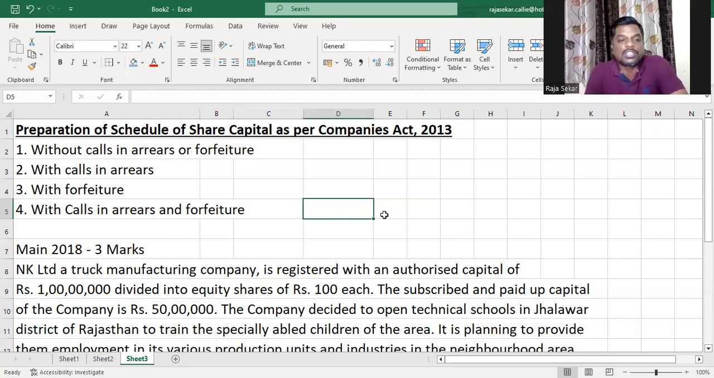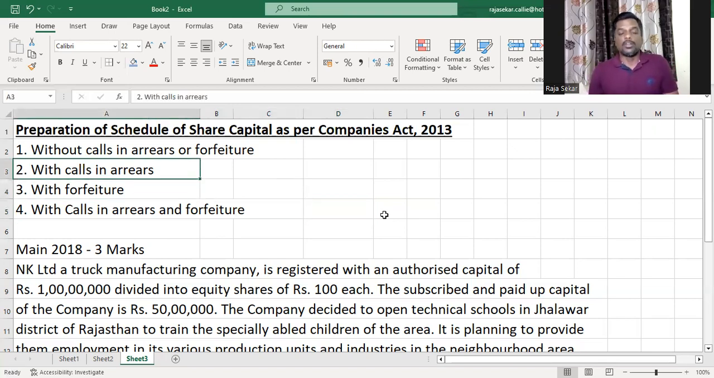There are 4 kinds of questions that are asked. How will you prepare the schedule of share capital when there are no calls in arrears or when no shares have been forfeited? That is the first type. The second type is when there are calls in arrears but no forfeiture. And third is when there is forfeiture but no calls in arrears. That is, calls in arrears would have been there, but the shares have already been forfeited. And the fourth is a question where there are calls in arrears and forfeiture.